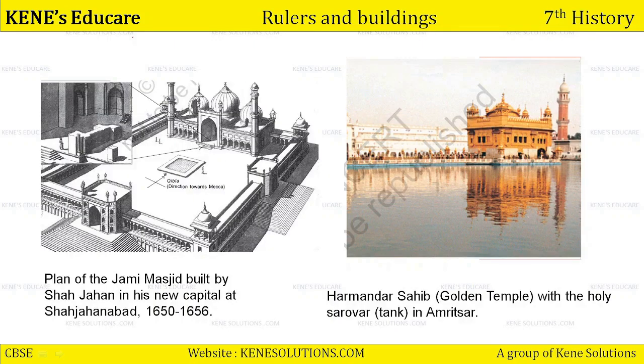Here I am showing you the image of the plan of the Jami Masjid, also known as Jama Masjid, built by Shah Jahan in his new capital Shahjahanabad between the years 1650 and 1656. So you can say this is the blueprint of how the Jama Masjid was planned to be constructed. Here I am showing you the image of Harmandir Sahib, the Golden Temple, very famous in Amritsar, with the Holy Sarovar or the tank in Amritsar just in front of it.